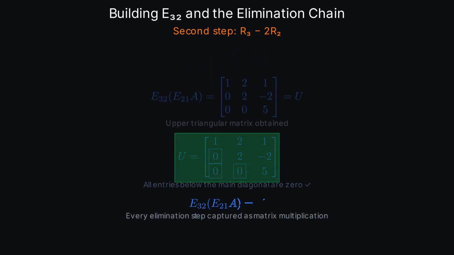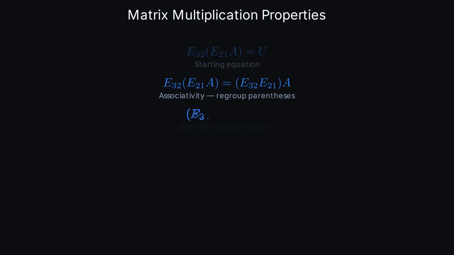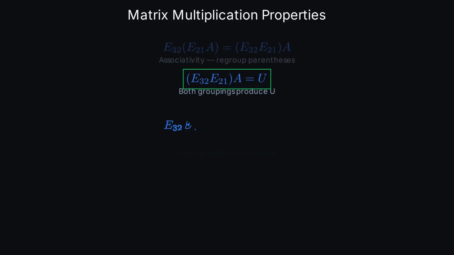Every elimination step was captured as a matrix multiplication. We have E₃₂ times E₂₁ times A equals U. Now, matrix multiplication is associative, which means you can regroup the parentheses without changing the result. So E₃₂ times the quantity E₂₁ times A equals the quantity E₃₂ times E₂₁, all times A. Both groupings give you U. This means E₃₂ times E₂₁ is a single matrix that performs all of the elimination at once.